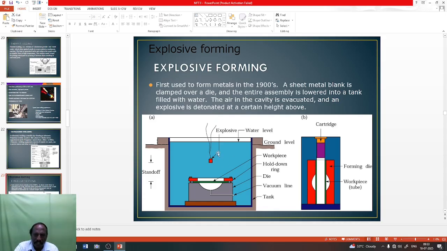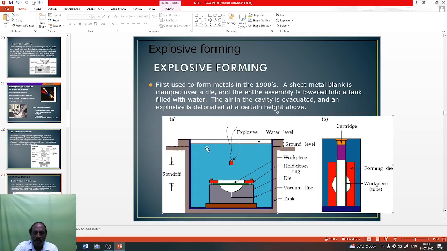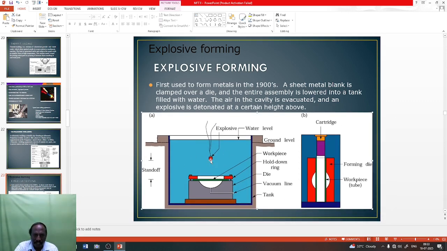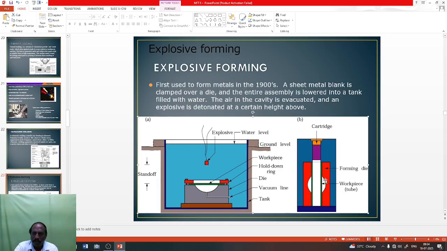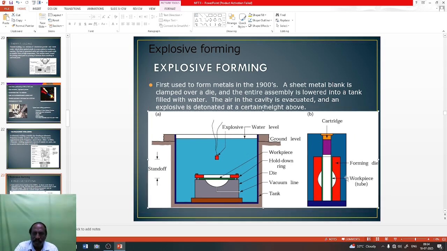Okay, so this is immersed inside the water, and there is a vacuum line through which the vacuum is applied. The tank is there, and the explosive is allowed to expand. When it explodes, you will get the shape of the die. So the entire assembly is loaded in a tank filled with water, the air in the cavity is evacuated, and the explosive is detonated at a certain height above. So you will get this shape.